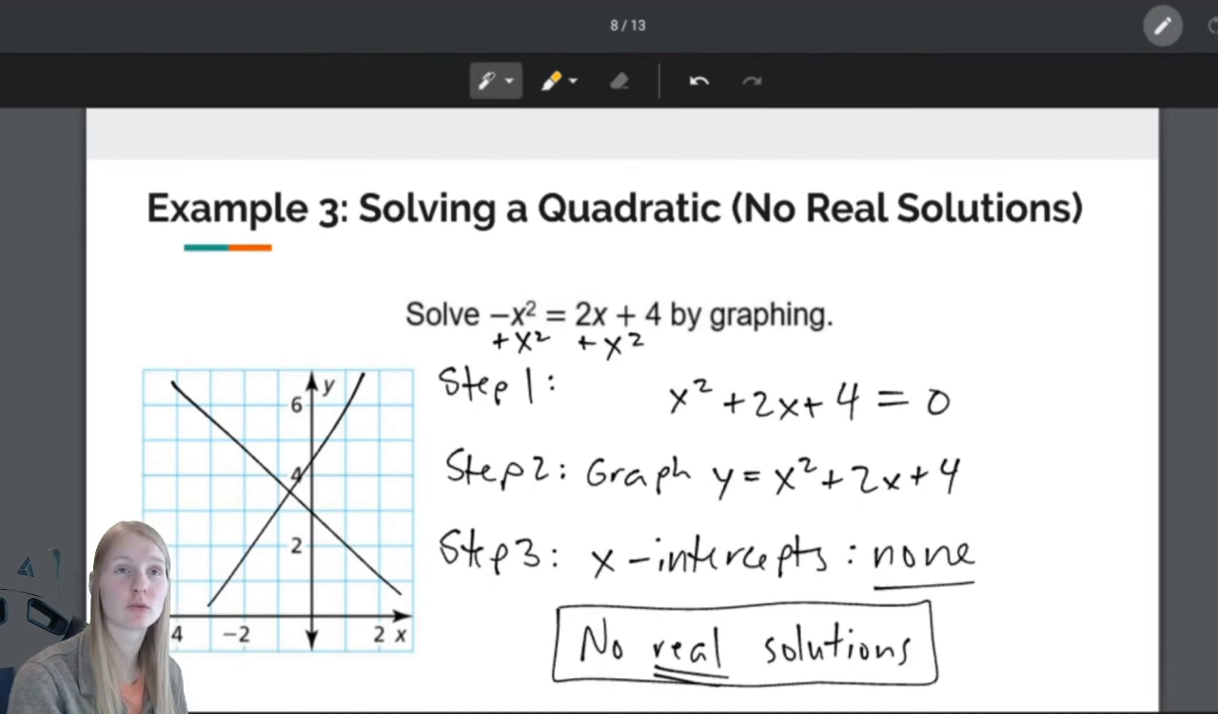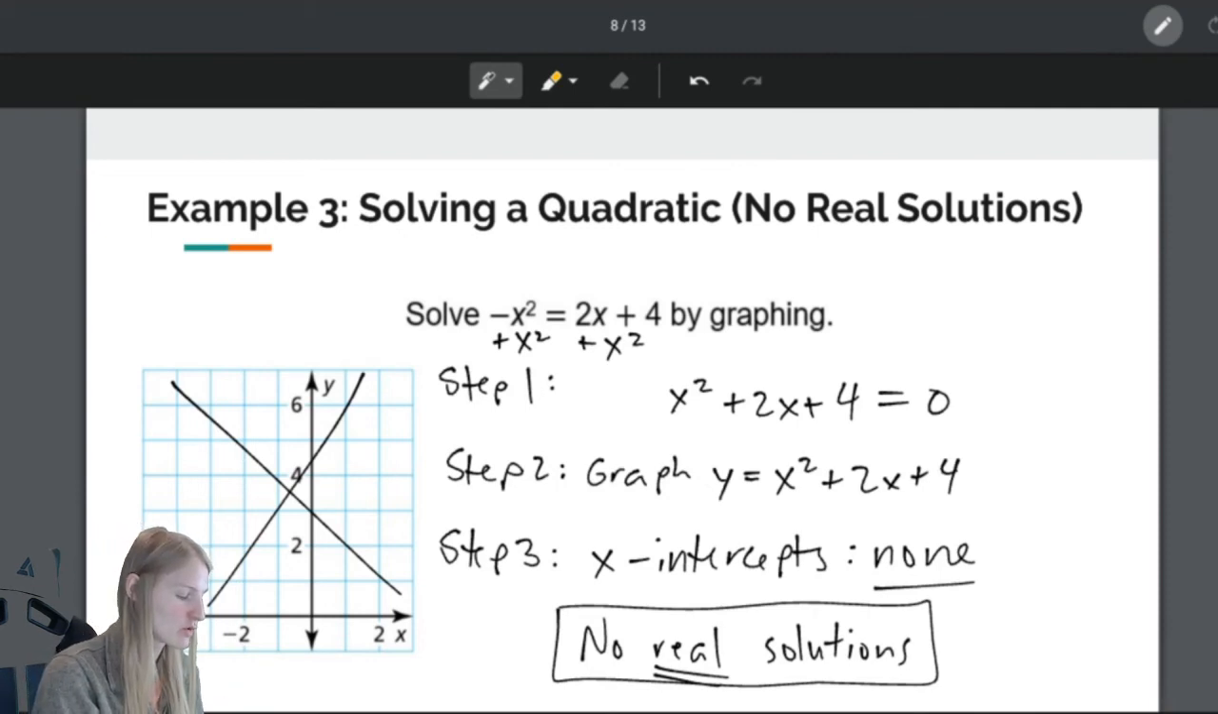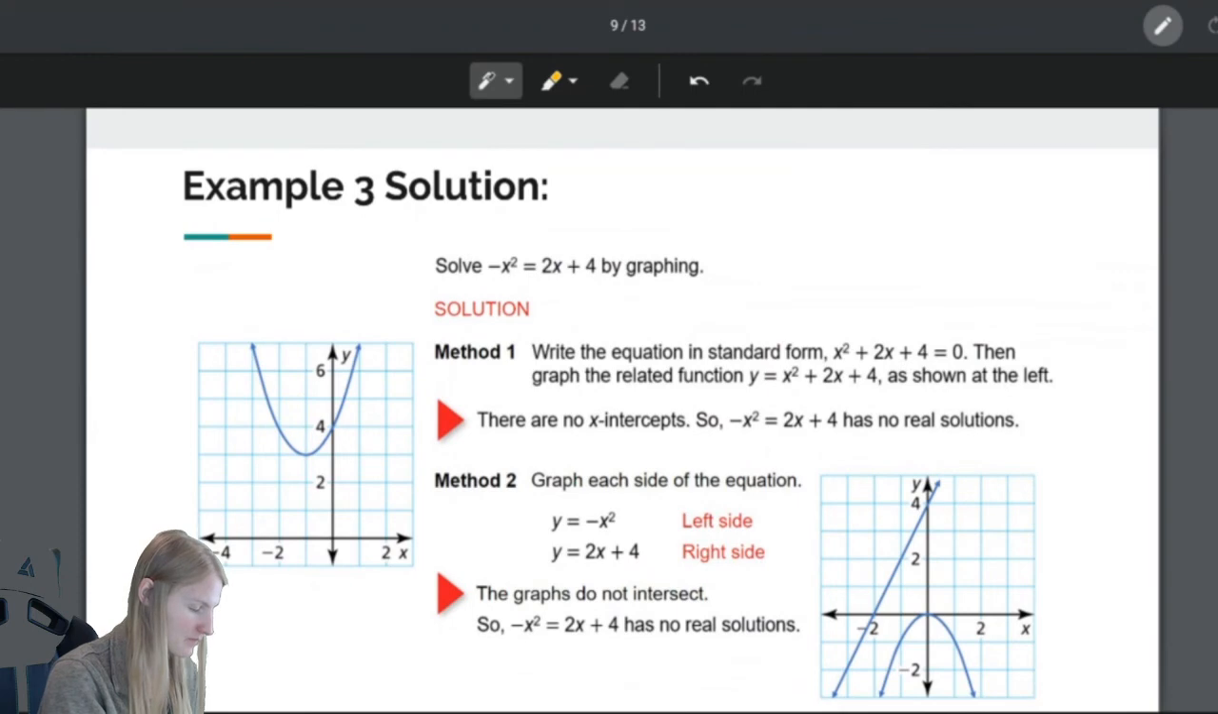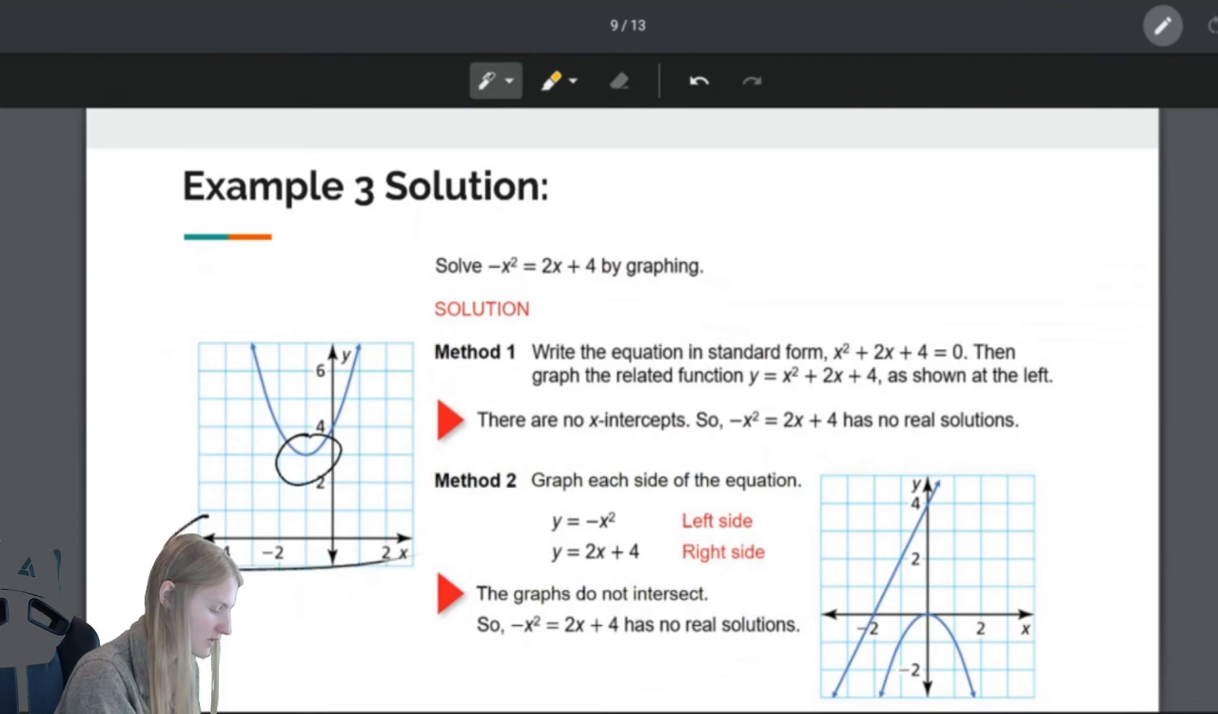No real solution. And you do need to write real because there are complex solutions. Yes, there are always complex solutions. And that is something you'll learn about in advanced algebra. But for now, all you need to do is write down no real solution. Let's check and make sure that we were right. They do it in a little bit different of a way, but look at that. This does not cross the x-axis, so because these are completely separate, no real solutions.